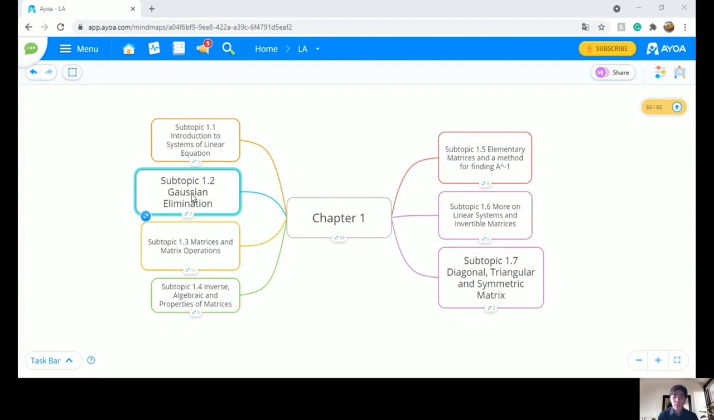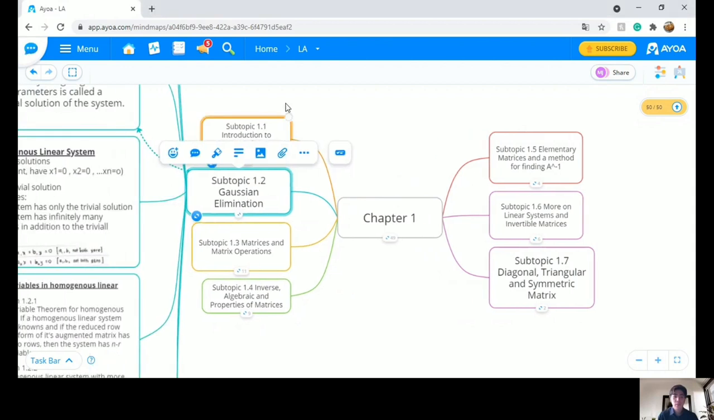Today, I would like to talk about the mind map created by my group for linear algebra. So first of all, why are we using a mind map? Well, mind maps are an effective method of learning about a certain topic because they use and implement things such as pictures, short phrases, as well as keywords for learners to better understand a certain subject. The subtopic that I would like to discuss is subtopic 1.2, Gaussian elimination.